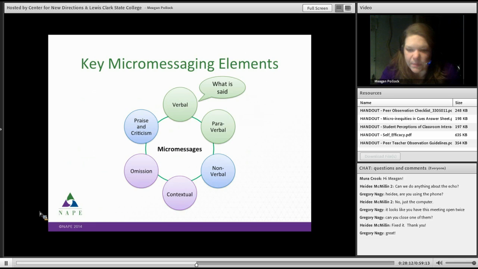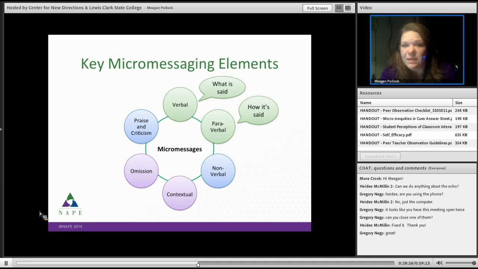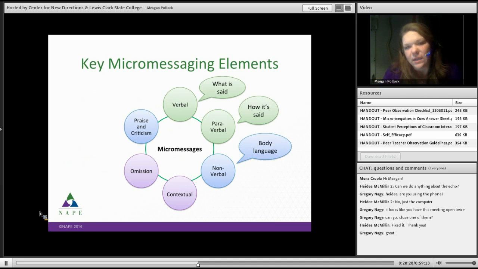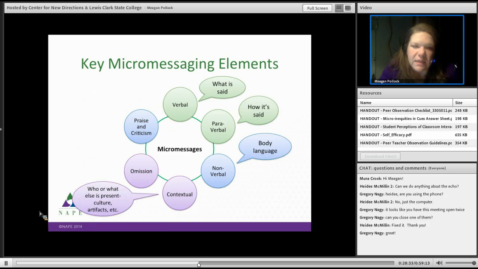So a silly example. If my mom says, "Hey, Megan, do you like my haircut?" I can say, "Yeah, it's great. I really like it." Or the paraverbal is how it's said. I could say, "Oh, yeah, it's great, Mom. It looks pretty good." That's sending a different message, right? Nonverbal is clear, your body language that you're sending. Contextual and omission are similar in that there's something missing from the scenario.